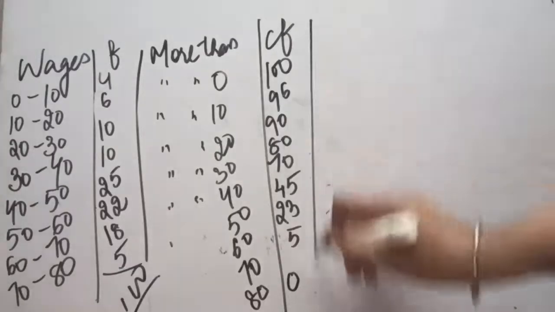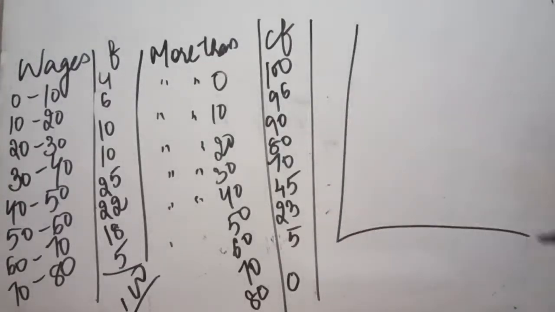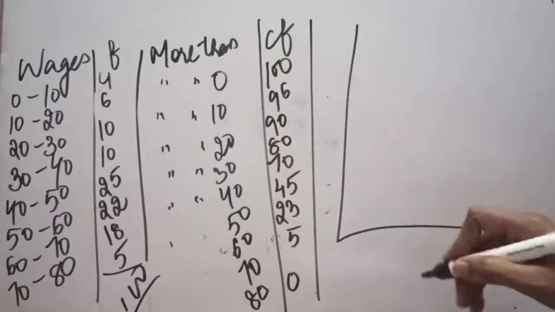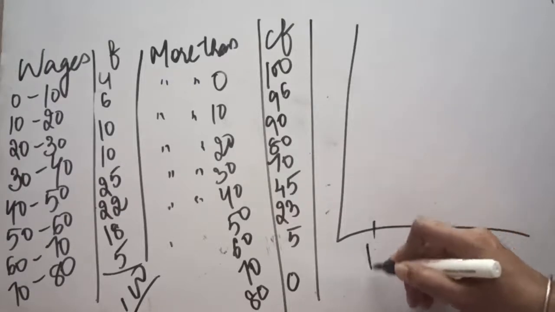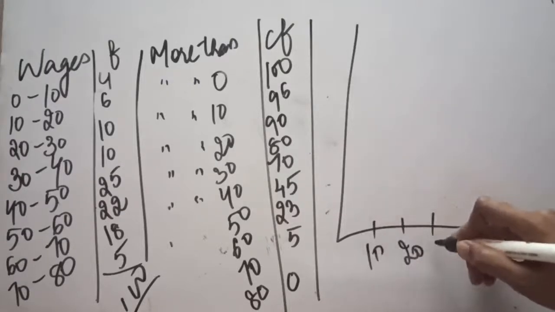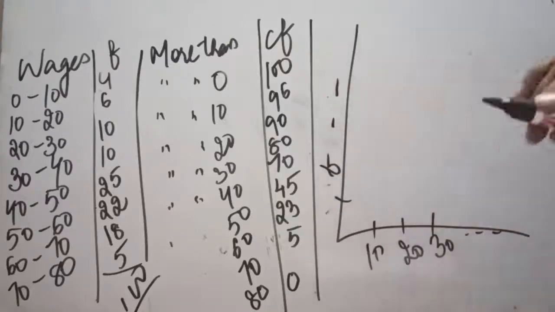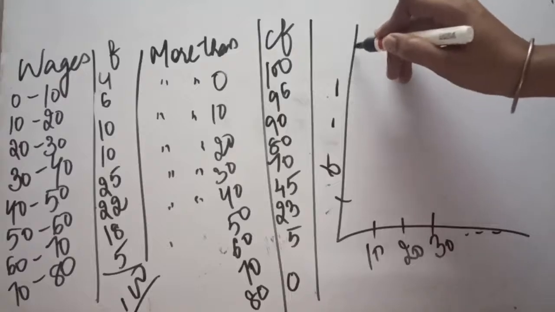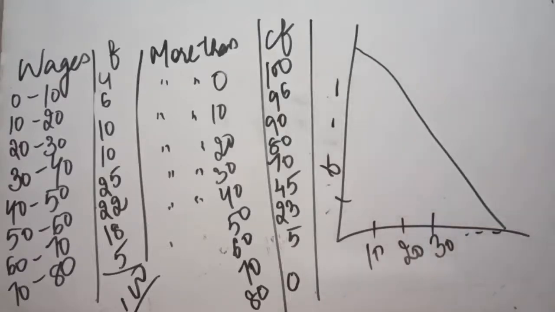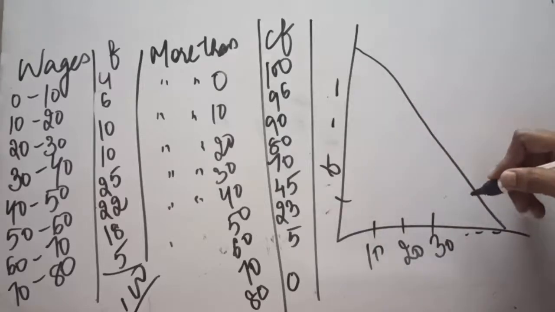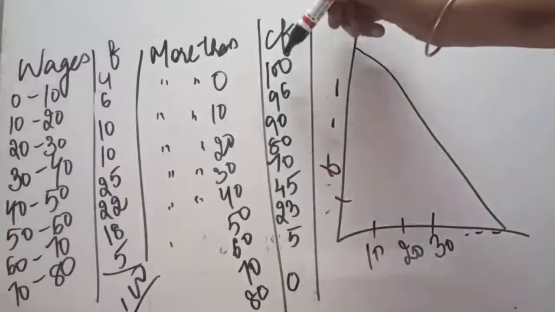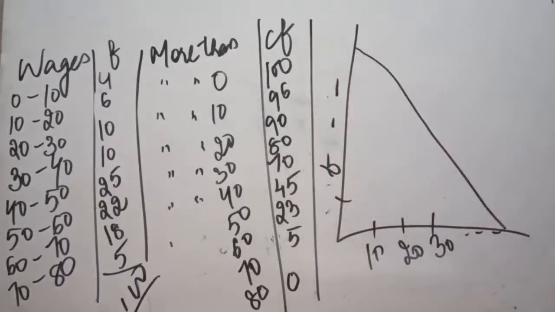Now the next task is the same. We have to plot these points on the graph. Now it will be a more than ogive. Same will be the case: we will put the wages data over here and frequency over here. Again we will plot the values. Then you will see the ogive will be in this shape. Earlier we saw that the ogive was going from left to right. Now the ogive will be in this shape when you plot all these values, because from 100 we are coming down to 0, right? So your plot will look like this.